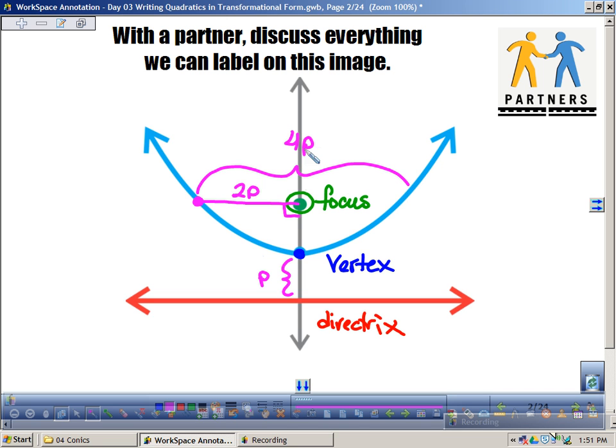Yes. It's always 2p. Yep. It's always cut in half. Philip, what else? The focus to the vertex is also p. So actually, this is 2p, and this is 2p, and it'll always make a perfect square. See that? There's a connection there, right? Let's hear it. 4p is my LLR. There's more.